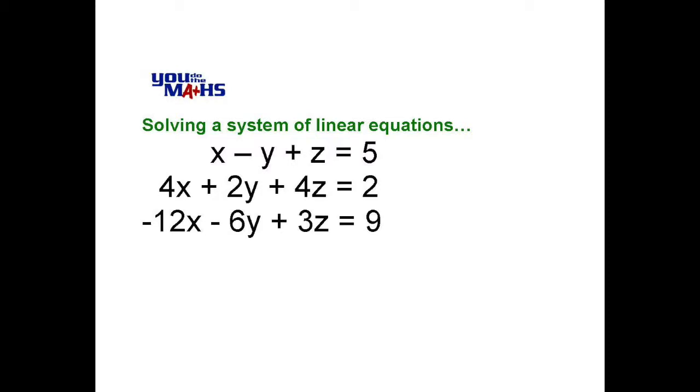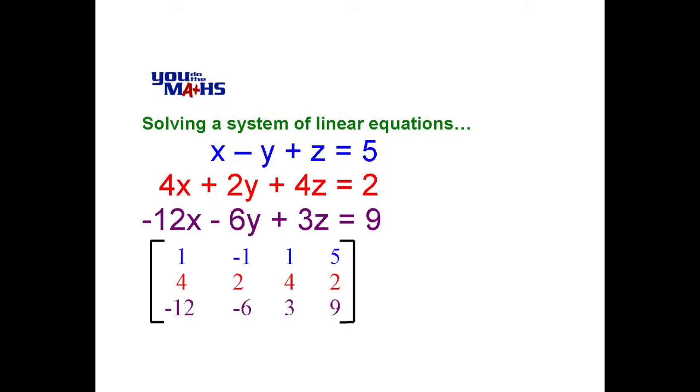One way to solve a system of linear equations is using a matrix method. So what we're going to do is use the coefficients of these equations and place them in a table or a matrix. We can see here that the equation in blue, x minus y plus z equals 5, has a series of coefficients which are 1, -1, 1 and 5.